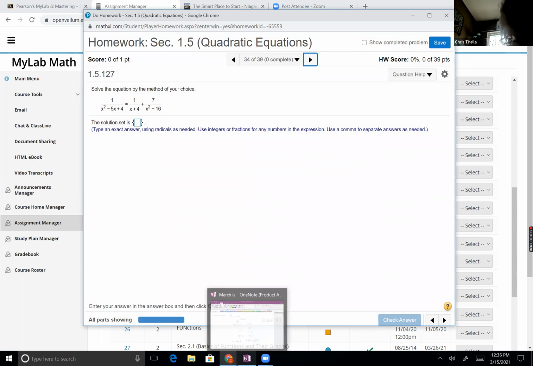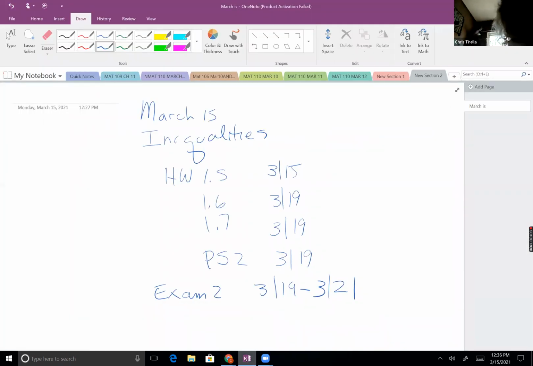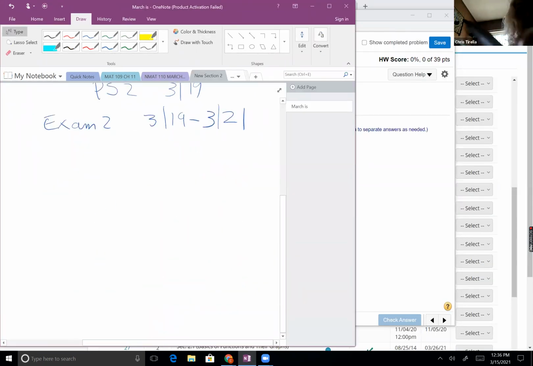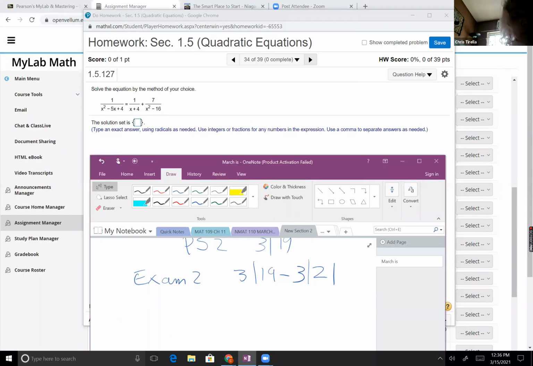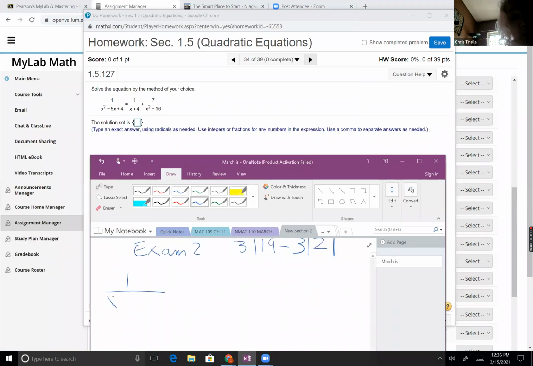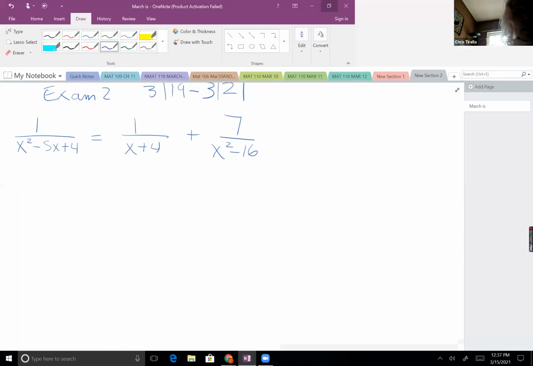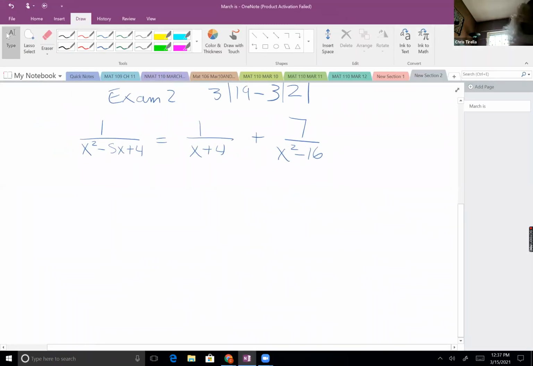If you're all right, just in terms of being able to save it, I'm going to take a minute and copy that problem into the start of the notes. We've got 1 over x squared minus 5x plus 4 is equal to 1 over x plus 4 plus 7 over x squared minus 16. Has anybody looked at a question like that yet in the homework?